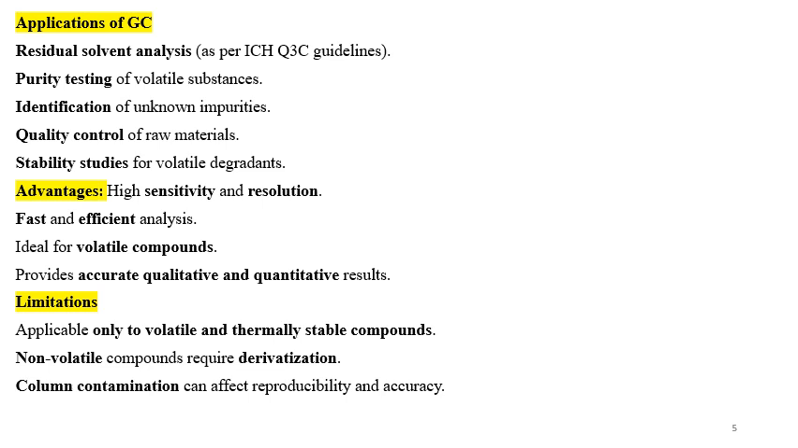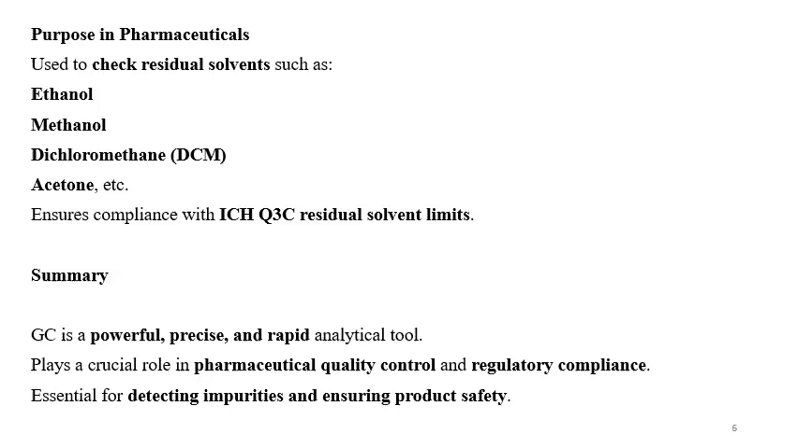Some limitations are also there: it is applicable only to volatile and thermally stable compounds. Non-volatile compounds require derivatization to make them volatile. As per my understanding and experience, non-volatile compounds require derivatization to be detected through GC, and volatile components are very easy to test and analyze using GC. Column contamination can also affect reproducibility and accuracy, so column contamination needs to be restricted.